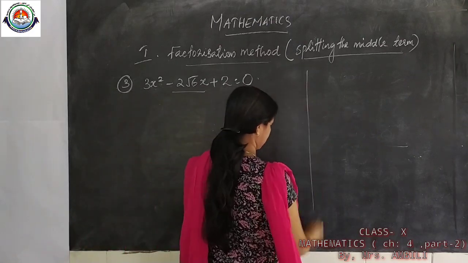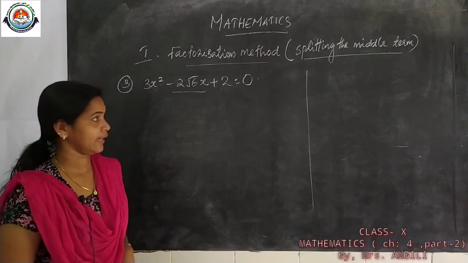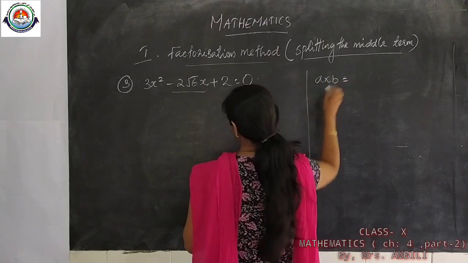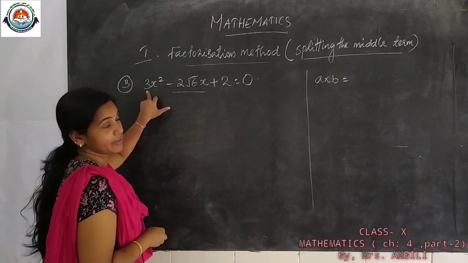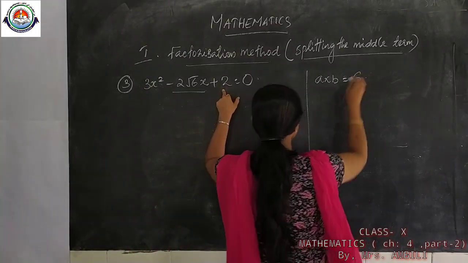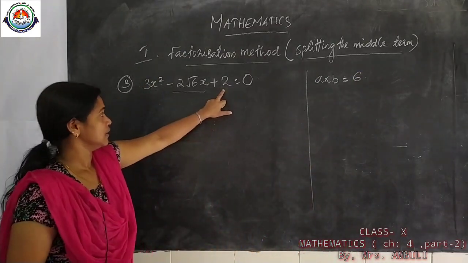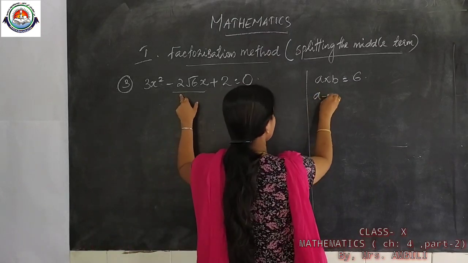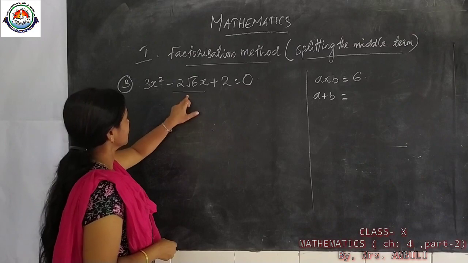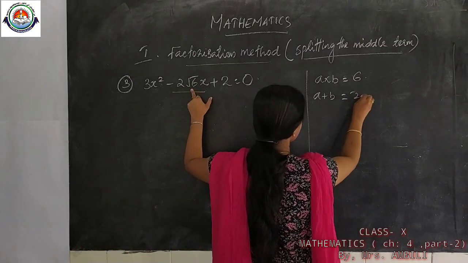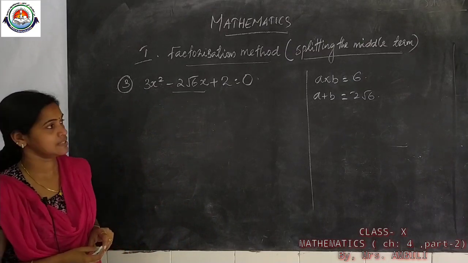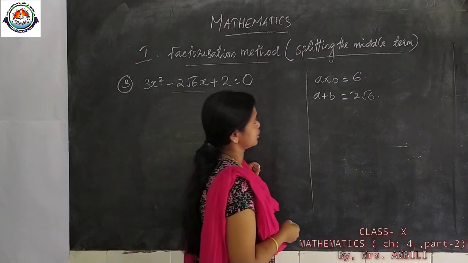Okay. You need to find out two numbers, a and b. So a into b, what we need to get here? A into b is 3 into the coefficient of x square, 3 into 2, that is 6. We need to get 6. Sum of the given numbers, that is a plus b, what we need to get? Minus 2 root 6, the coefficient of x. What are the two numbers a and b?